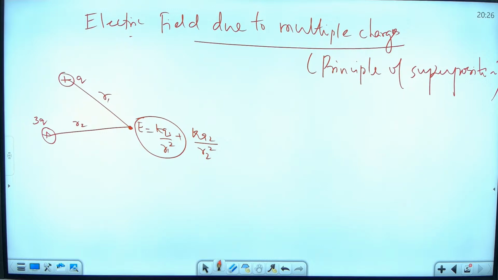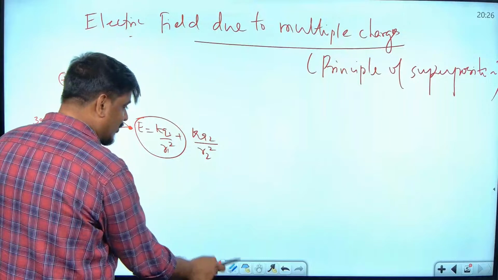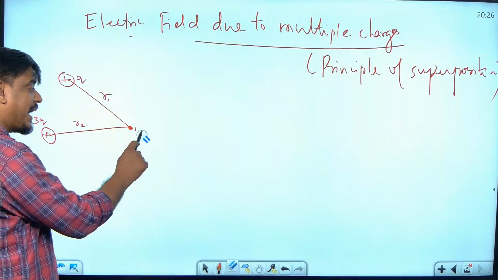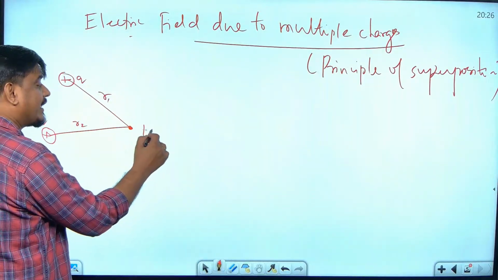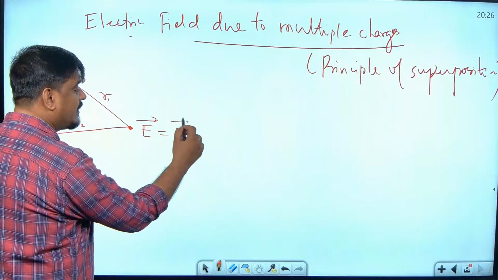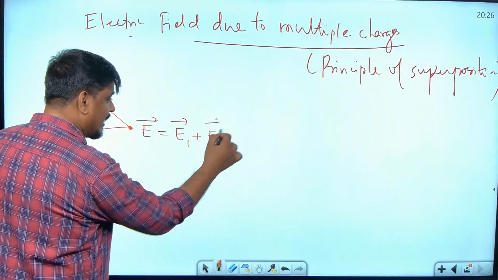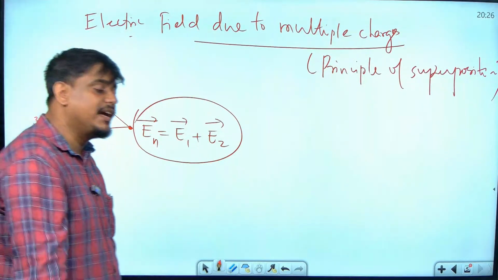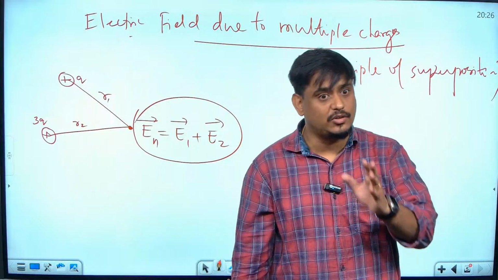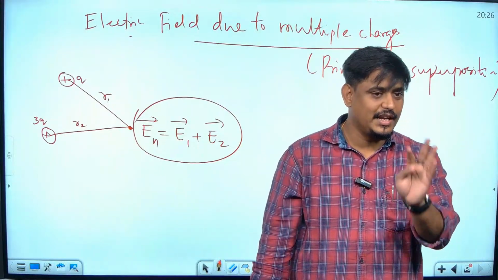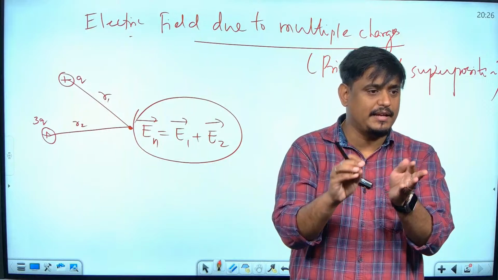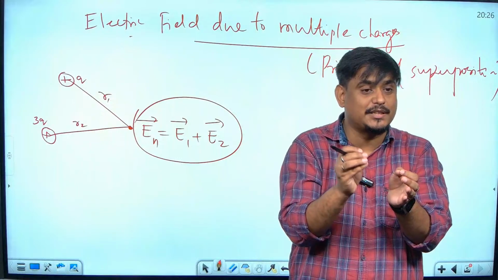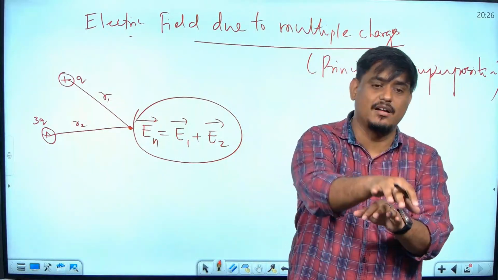No. Because electric field is a vector quantity, the net electric field at this point can be calculated only with vector addition. E vector will become equal to E1 vector plus E2 vector. And I hope you know by now that two quantities, when they are added algebraically and when they are added by vector laws, will not give the same result. 10 Newton, 5 Newton, if they are added algebraically, it is 15. By vector, it is root over 10 square plus 5 square plus 2 into 10 into 5 into cos theta.